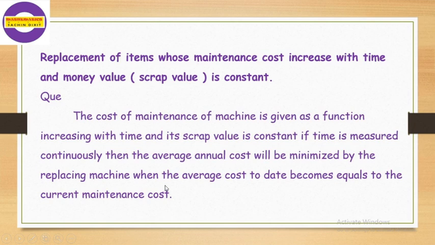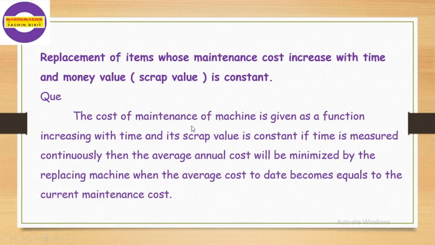Question: the cost of maintenance of a machine is given as a function increasing with time and its scrap value is constant. If time is measured continuously, then the average annual cost will be minimized by replacing the machine when the average cost to date becomes equal to the current maintenance cost. We have to derive this formula.